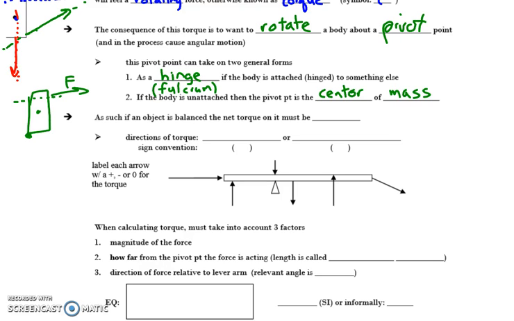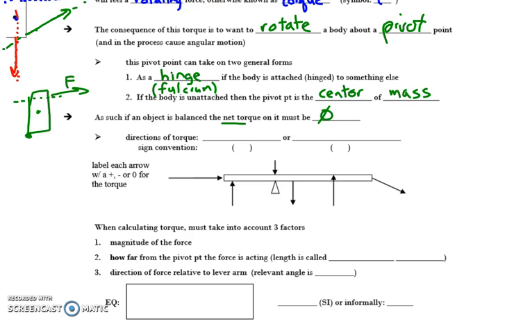As such, if an object is balanced, in other words, it's not rotating, or if it's moving at a constant speed rotationally, then we know that the net torque must be 0. So it's a similar law as the first law of motion. If there's no net force, an object continues to do what it's already doing. So if there's no net torque, an object will continue to do what it's already doing.